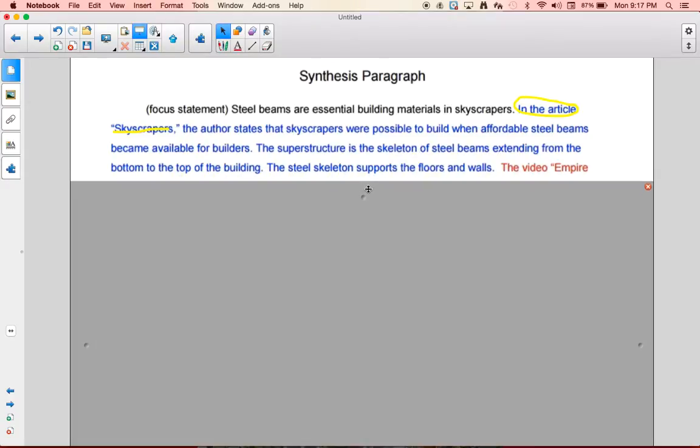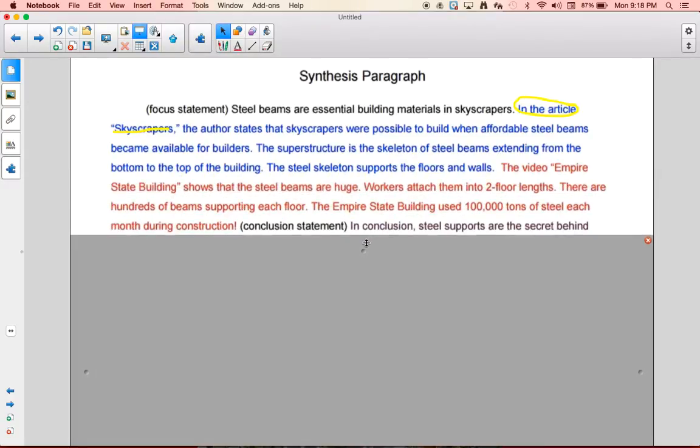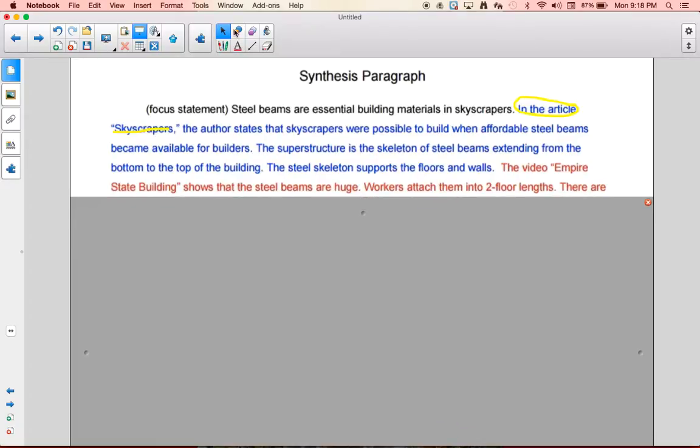Then, because I also want to integrate information that I learned from the video, I'm going to use another transition word, which, again, is my thought that you should also do when you're writing your synthesis paragraph today. So in the video, and then I named the title of the video, The Empire State Building, shows that the steel beams are huge.